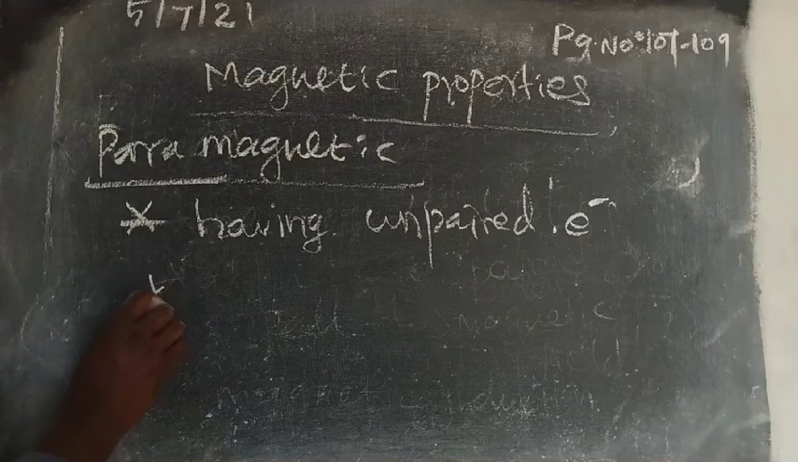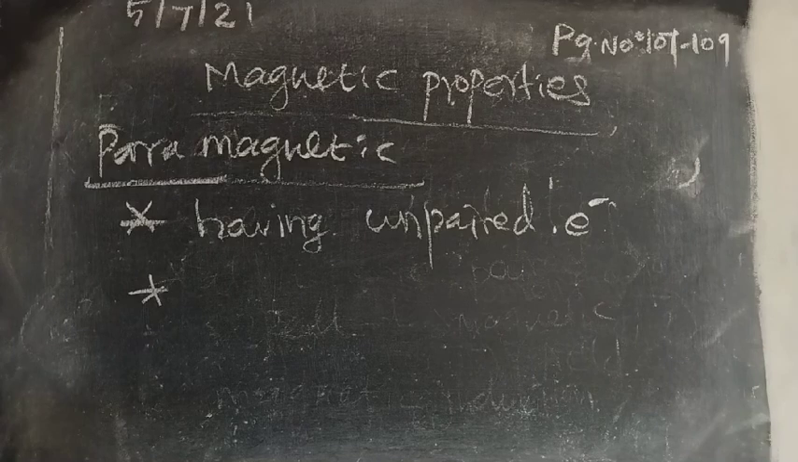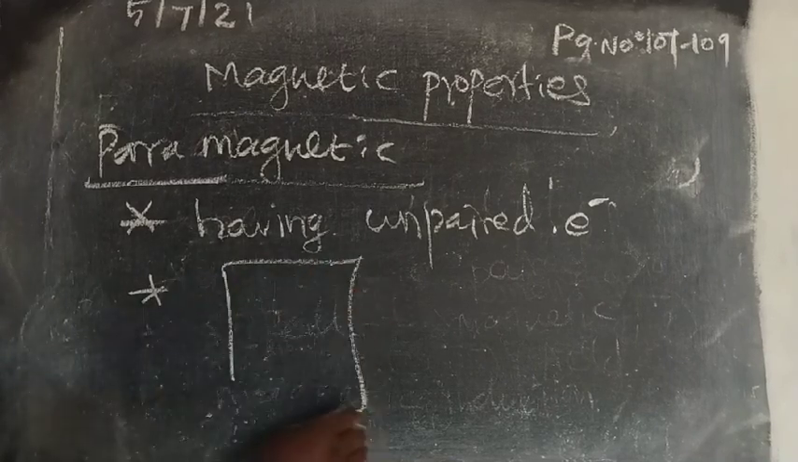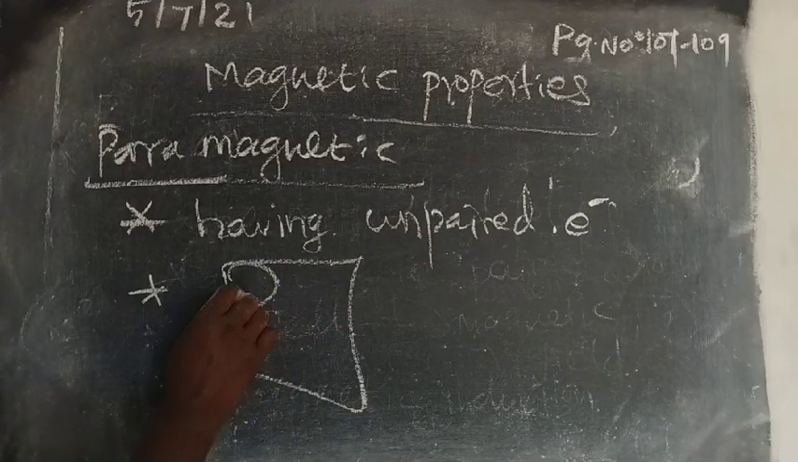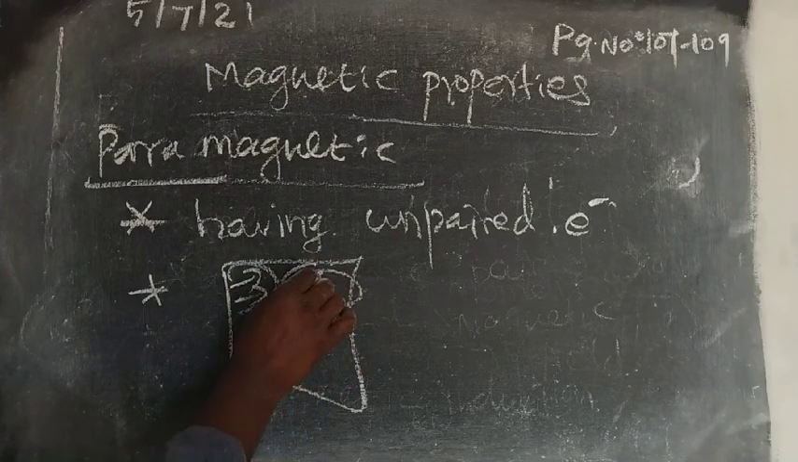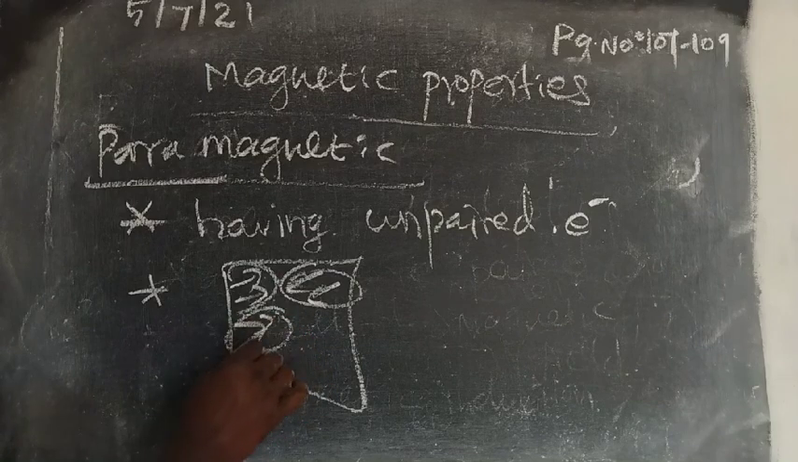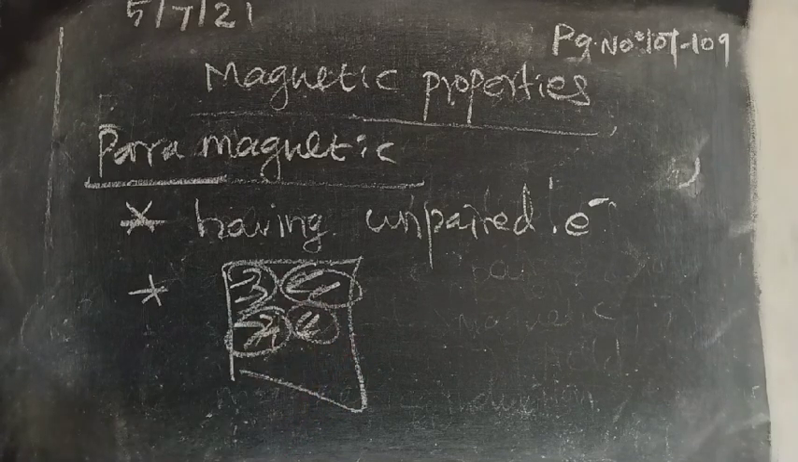These unpaired electrons produce magnetic dipoles. Due to the magnetic dipoles, they are arranged as domains. They are isolated from one another. One is a paired one, another is an unpaired one. They are isolated separately. That's why they have paramagnetic character.